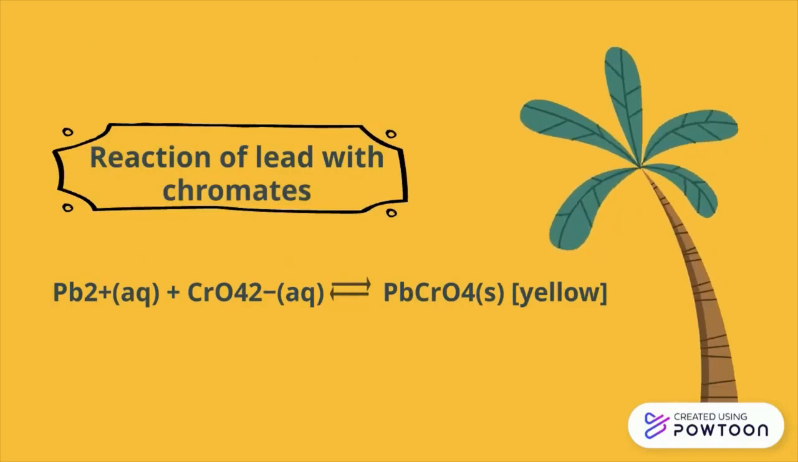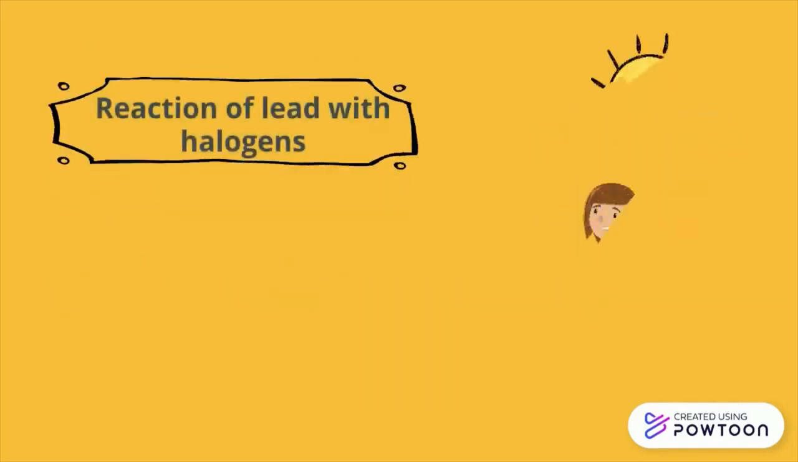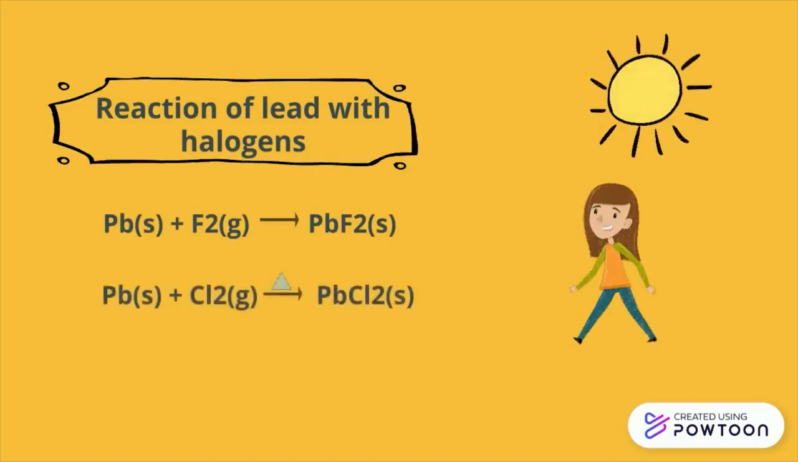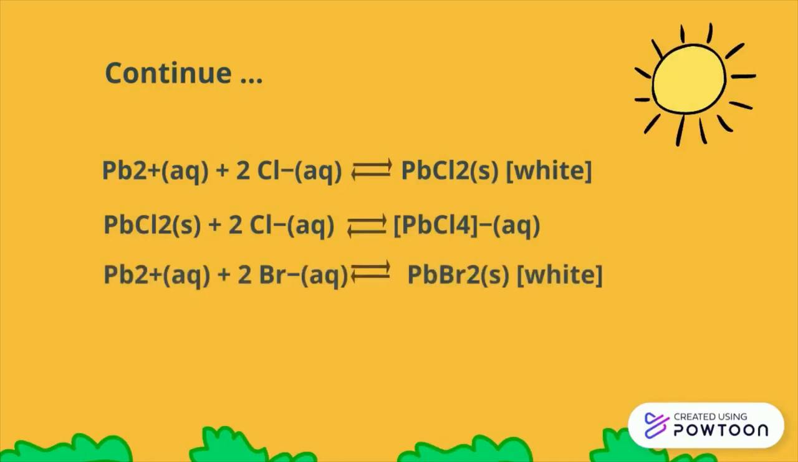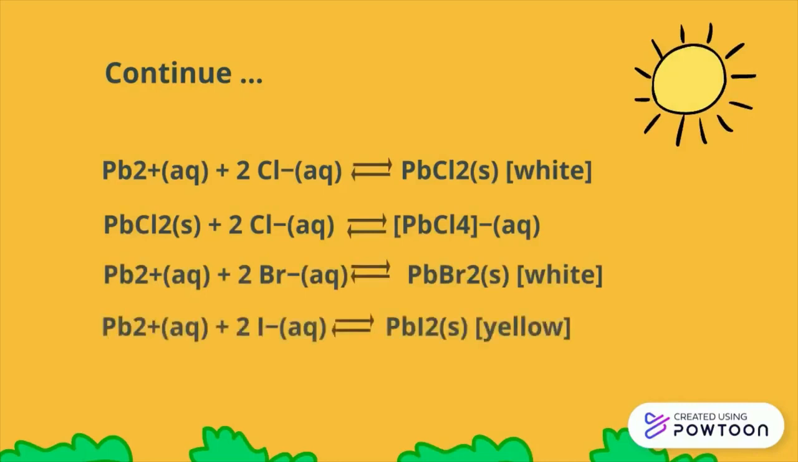Lead is precipitated by chromate under acidic conditions. Lead reacts vigorously with fluorine at room temperature and with chlorine when heated, forming the corresponding lead halides. Lead is precipitated by chloride, bromide, and iodide ions under cold neutral to acidic conditions. In concentrated hydrochloric acid, the chloride precipitate is dissolved. Solubility of the salts decreases with increasing period.